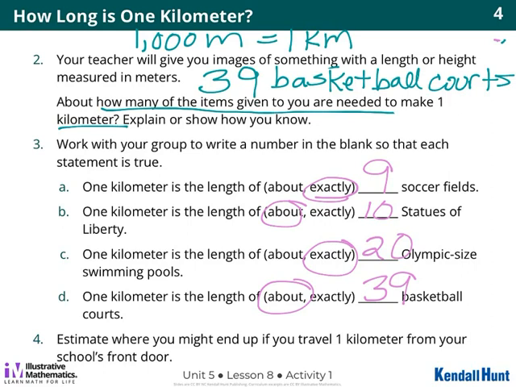Riker: The soccer one isn't exactly. It's not exactly. Yes, 990. Oh, you're right. Okay, about. So the only one we found exact was the pools? Yeah. Interesting.